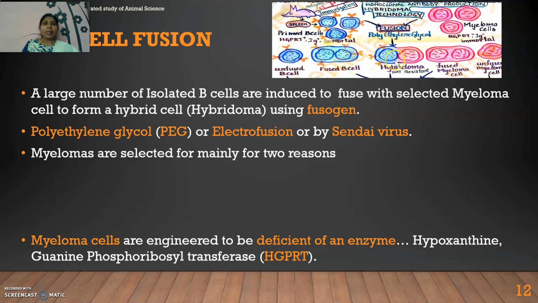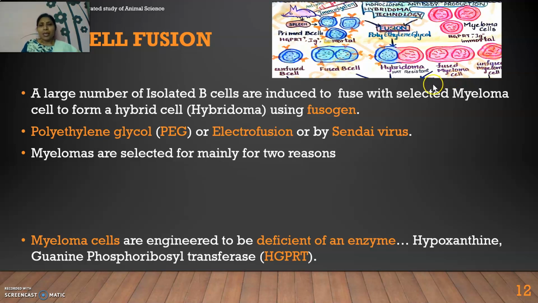As a result, there will be different types of cells formed. There may be the hybrid cells formed by the fusion of a B lymphocyte and a myeloma cell, or sometimes two B cells fuse to form fused B cells, and sometimes two myeloma cells fuse to form fused myeloma cells, or sometimes there won't be any fusion. As a result, unfused B cells are produced, or sometimes myeloma cells are also unfused, and those unfused myeloma cells will also be present in the medium.